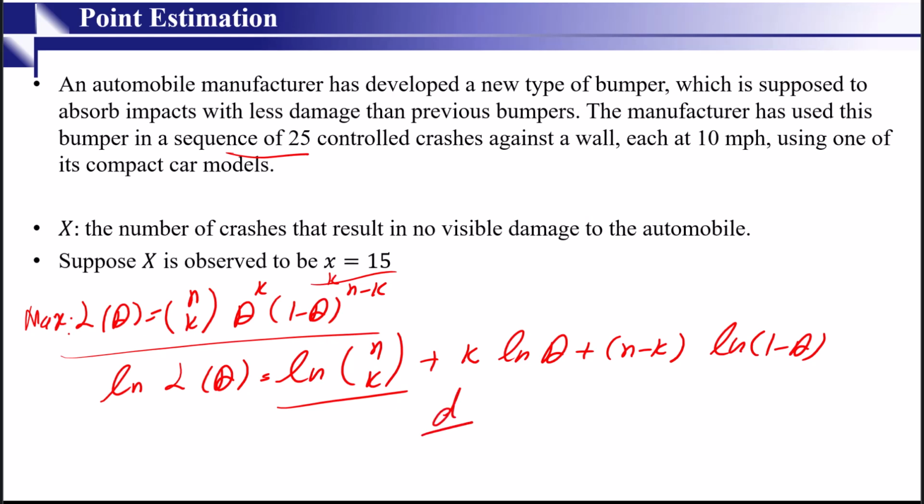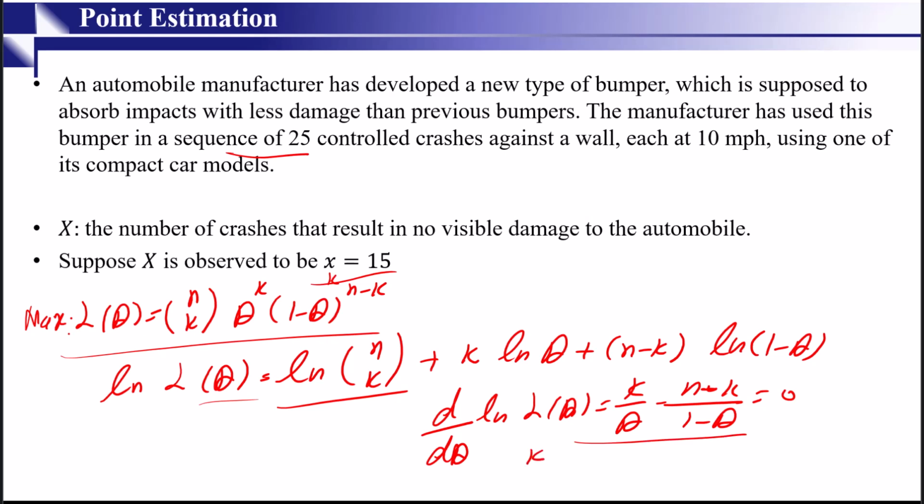So we can write the derivative of all this with respect to dθ. The derivative of ln L(θ) is equal to k divided by θ minus (n − k) divided by (1 − θ), and we set it to 0, right? So we can write this as k divided by θ is equal to (n − k) divided by (1 − θ), right? If we do cross multiplication here, we come up with k(1 − θ) is equal to (n − k)θ, right? Then k is equal to nθ, then θ is equal to k divided by n, right?